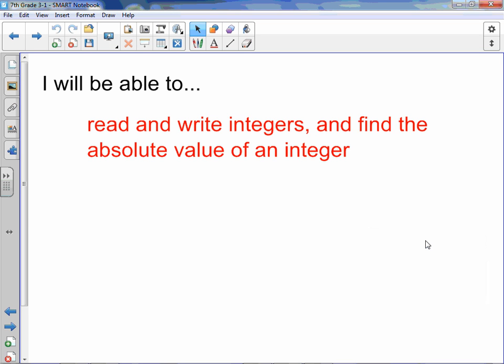Chapter 3, Lesson 1, Integers and Absolute Value. You will be able to read and write integers and find the absolute value of an integer.